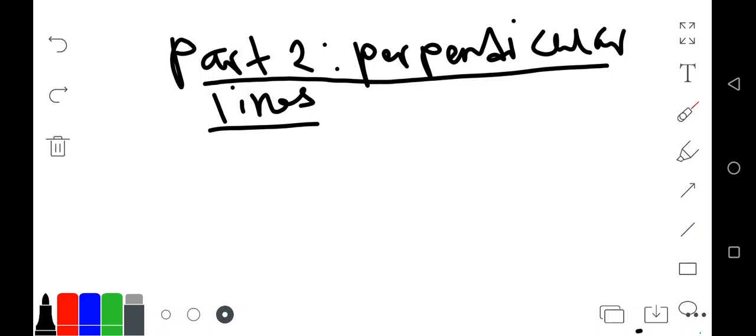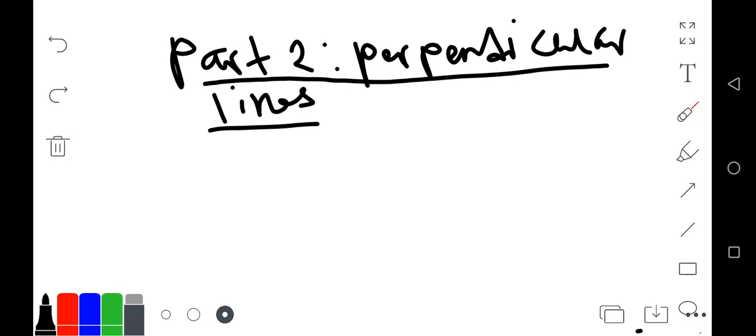Okay guys, so welcome to part 2 of the video. So we saw how we can go about solving the equation of the other line if two equations are parallel to each other.